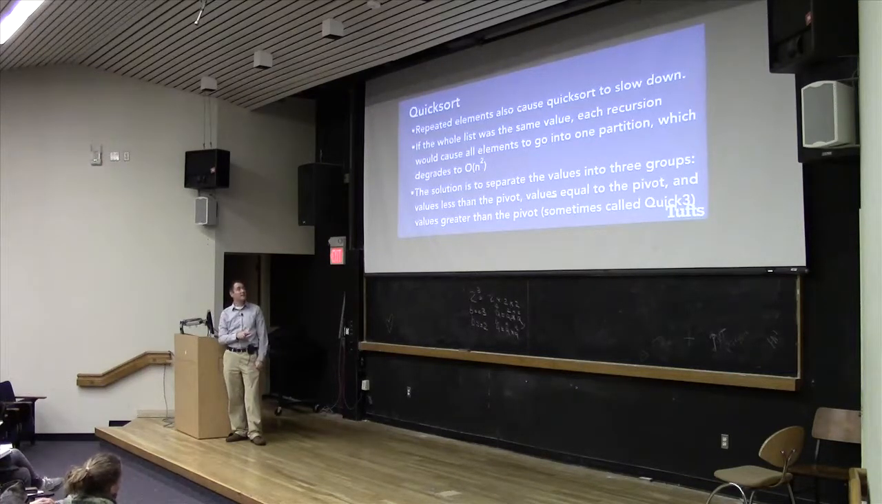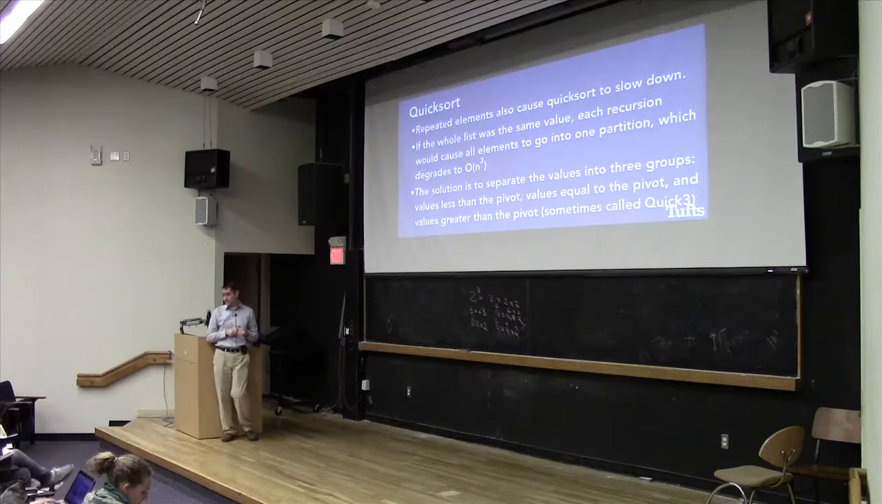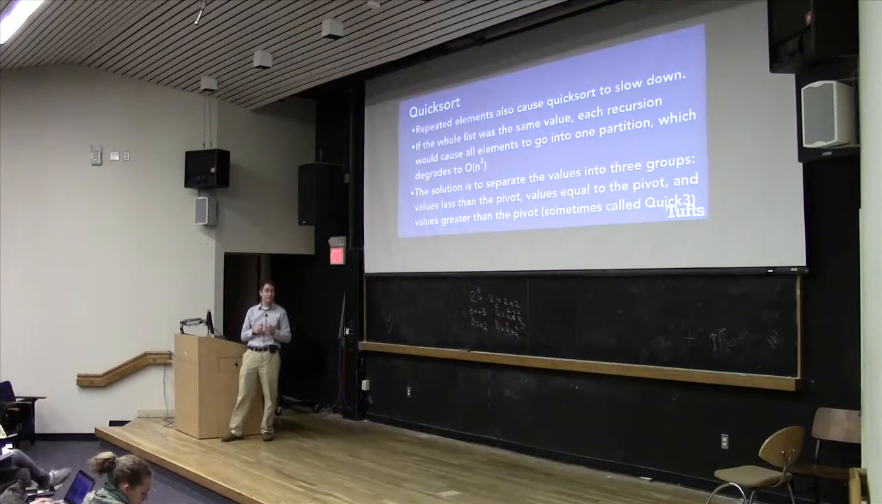And then that means that equal values actually don't get into this situation where they're on one side or the other. They can get into that third place. So this one's called Quick 3. It's another type of algorithm that is available to you. And most quicksorts do that.